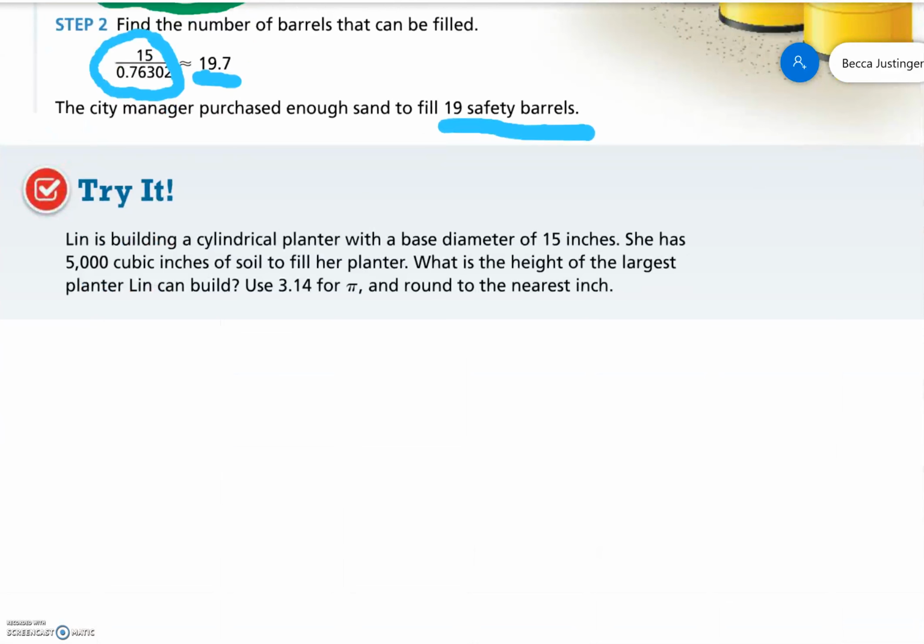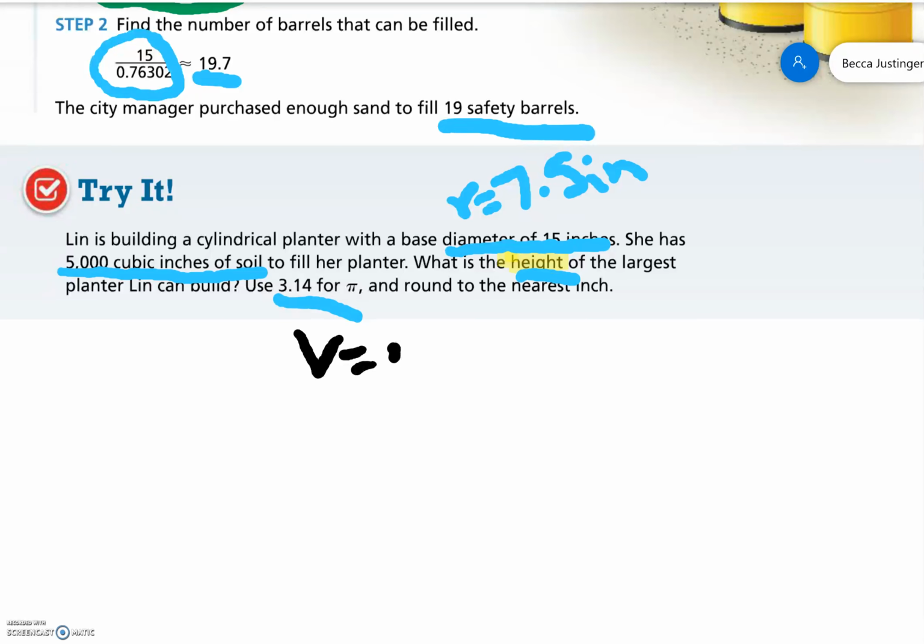Let's try it. Lynn is building a cylindrical planter with a base diameter of 15 inches. I automatically see that the diameter is 15, so I know I have to cut that in half to know that my radius is 7.5. She has 5,000 cubic inches of soil to fill her planter. What is the height of the largest planter Lynn can build? Use 3.14 for pi and round to the nearest inch. So we don't know the height, but let's remember our formula for volume is volume equals pi r squared H, and we'll fill in what we do have.